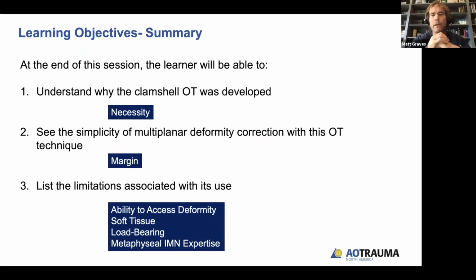You can understand why the clamshell osteotomy was developed. This was necessity. So it's often said that necessity is the mother of invention, and for George Russell, who created this osteotomy, it certainly was. It was a necessary thing in order for him to be able to practice as the only trauma surgeon in a level 1 trauma center, which was the only level 1 trauma center in the state.